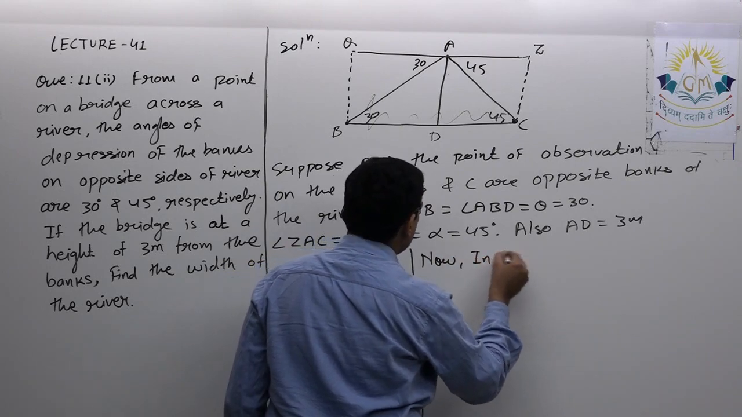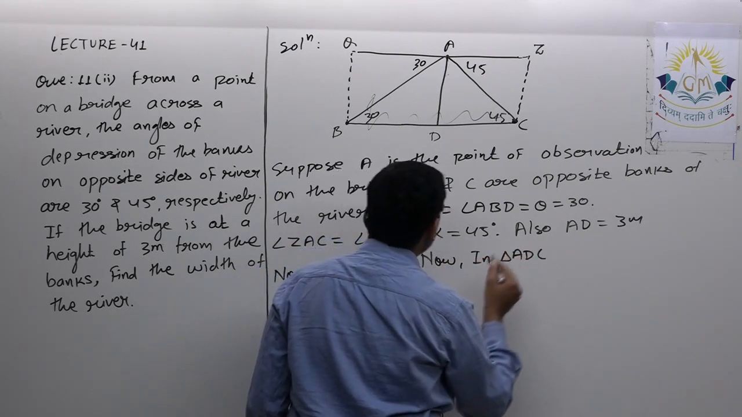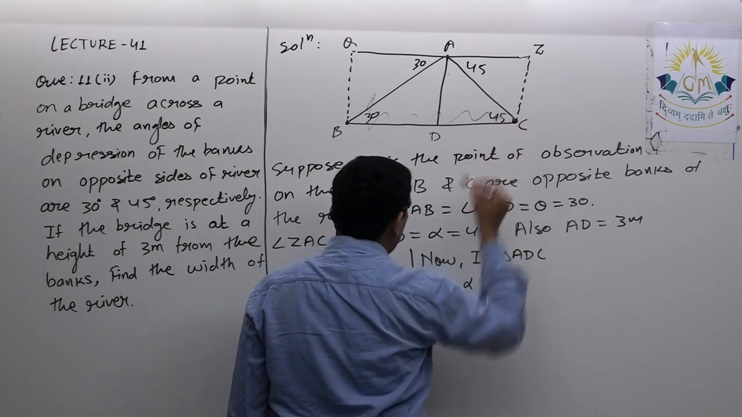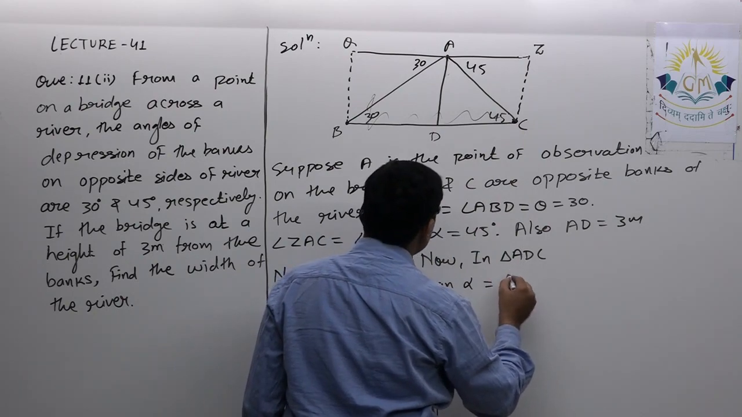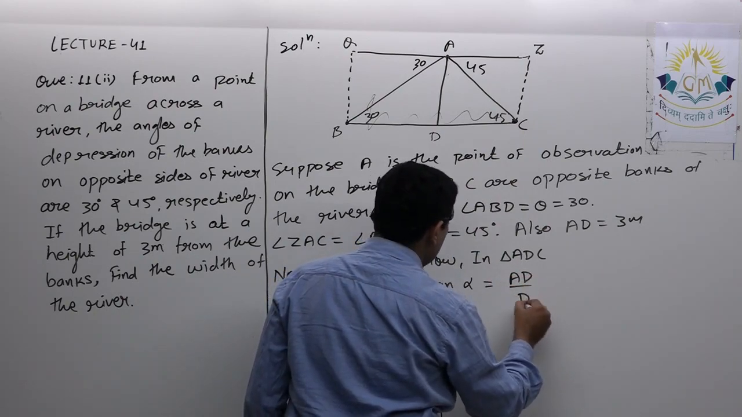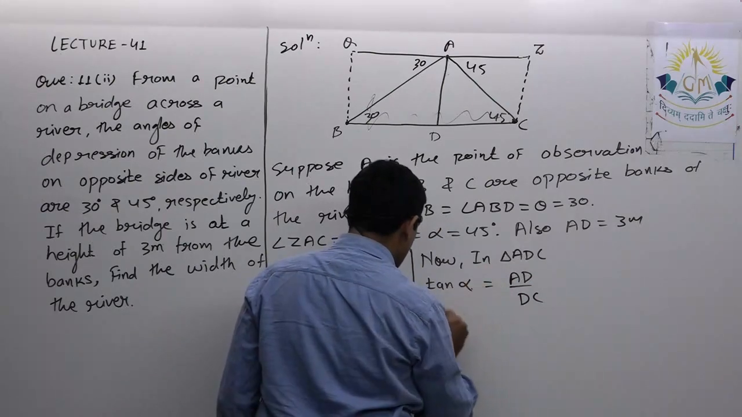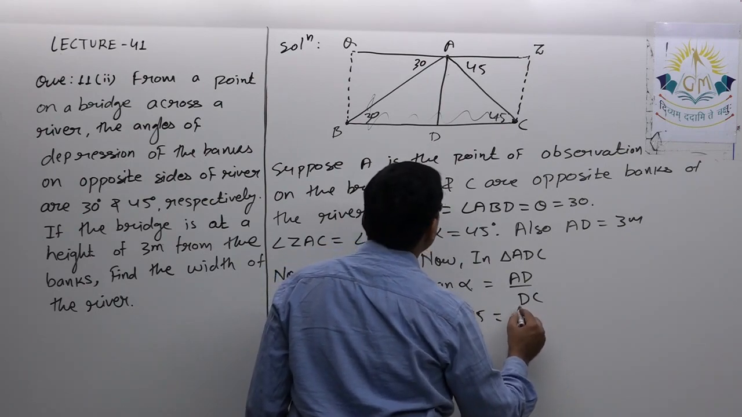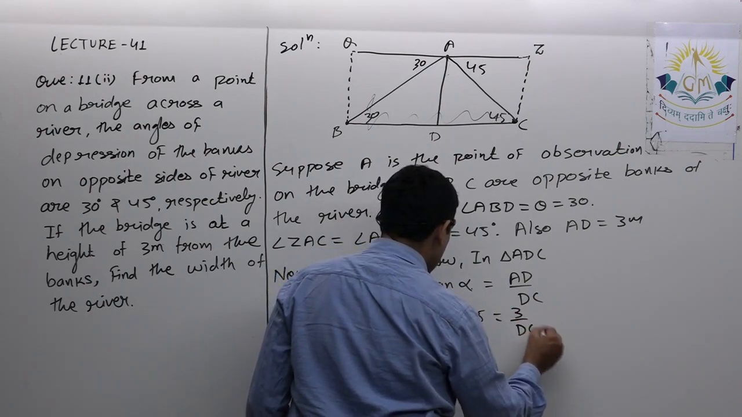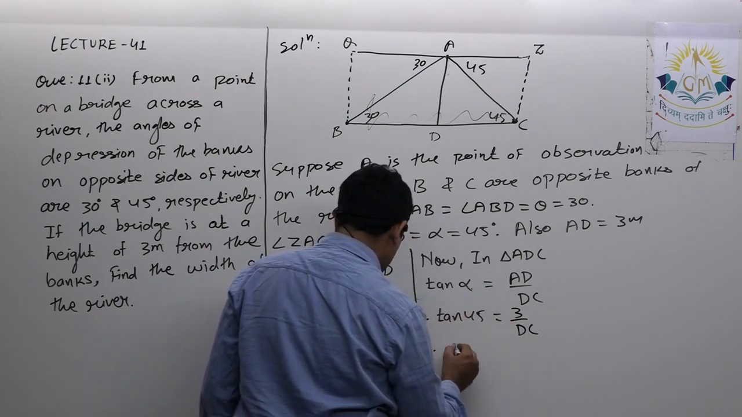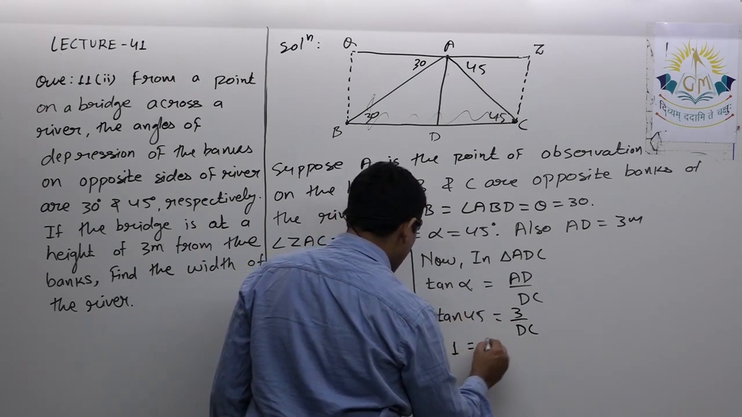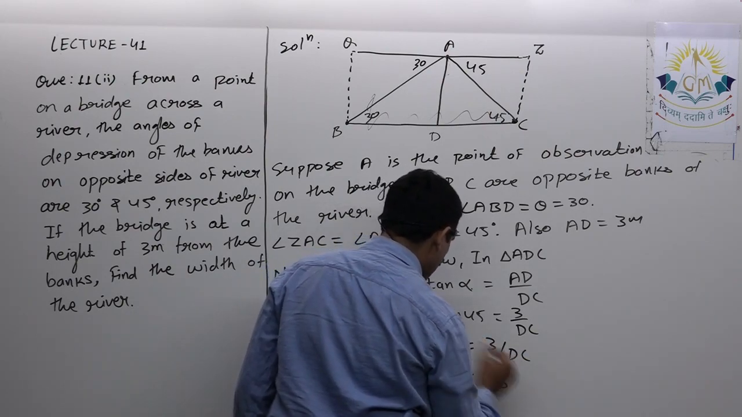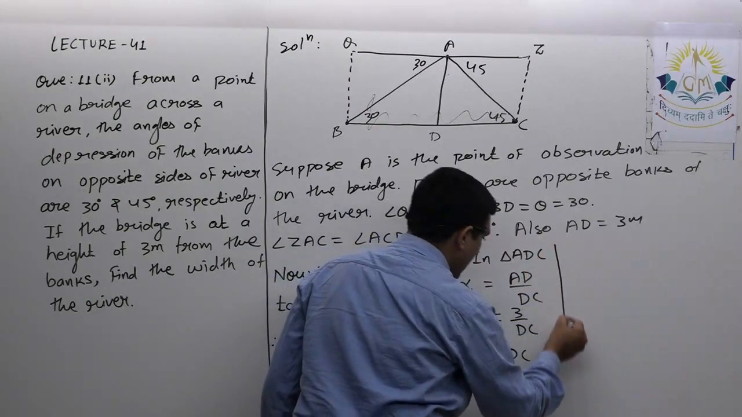Now in triangle ADC, tan alpha is equal to AD upon DC. Therefore tan 45 is equal to AD, which is 3, upon DC. Tan 45 is 1, so 1 is equal to 3 upon DC. Therefore DC is equal to 3 meters. So here I got AD, here I got DC.